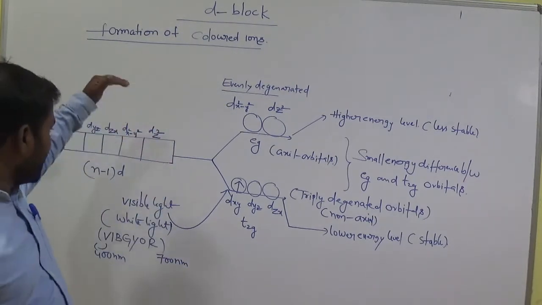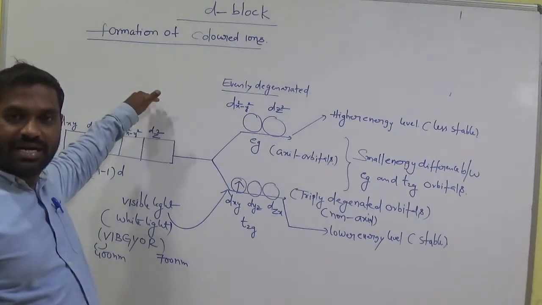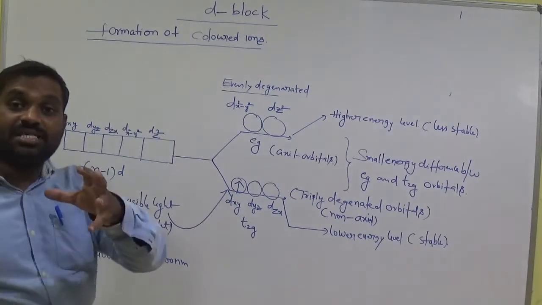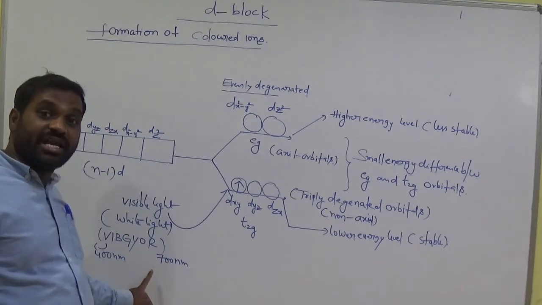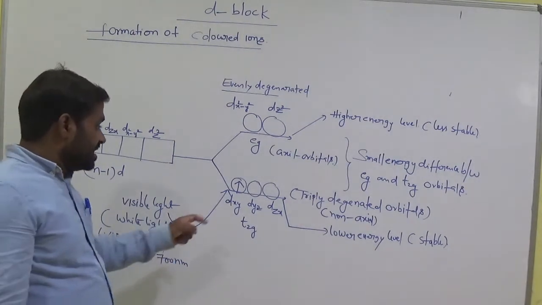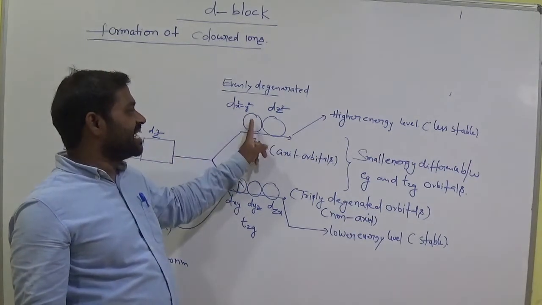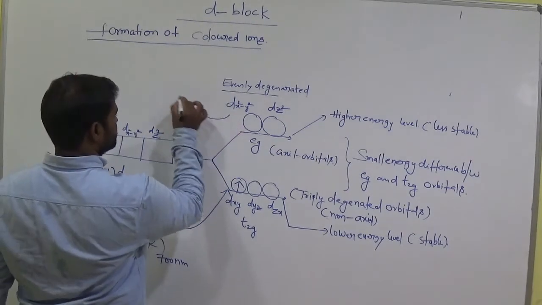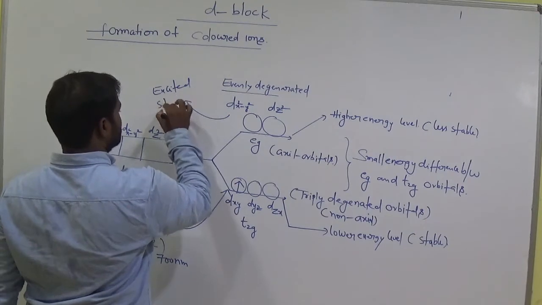Suppose it is iron or nickel, or titanium plus 3 ion. It absorbs the green color from this white light. Which color is absorbed? Green color. After absorbing, this electron undergoes an excited state. This is the excited state, or higher energy level.